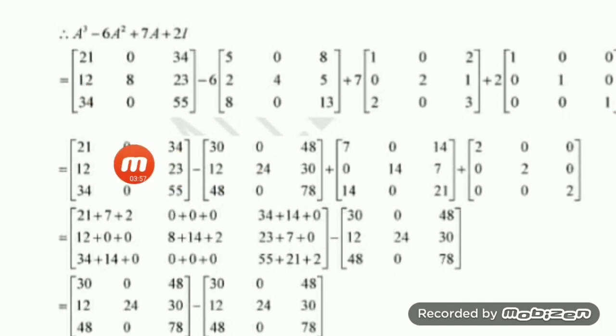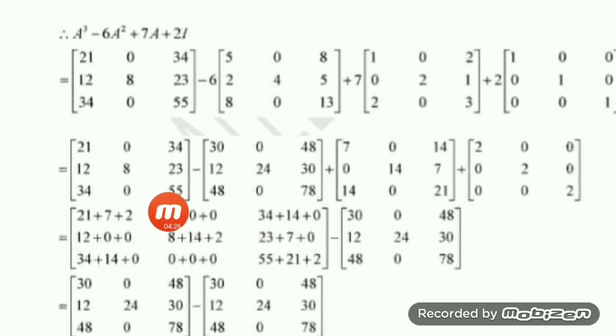Then keep this as it is here. You do the multiplication with 6. This is scalar multiplication, so every element you have to multiply by 6. 6 fives are 30, 6 zeros are 0, 6 eights are 48, and so on. Similarly, you multiply every element by 7. 7 ones are 7, 7 zeros are 0, and so on. And multiply here every element by 2, and we have these matrices.